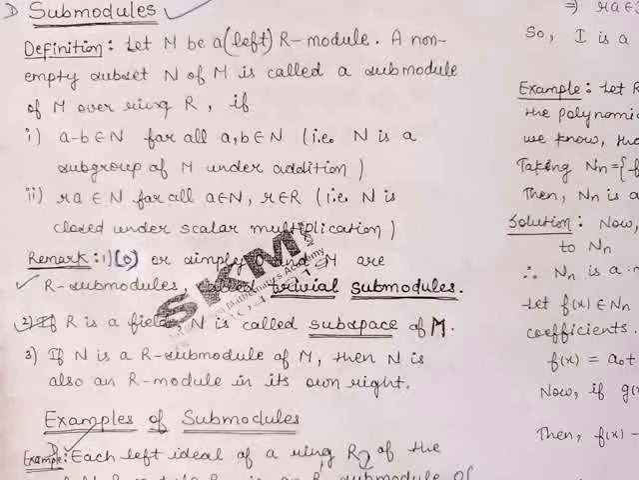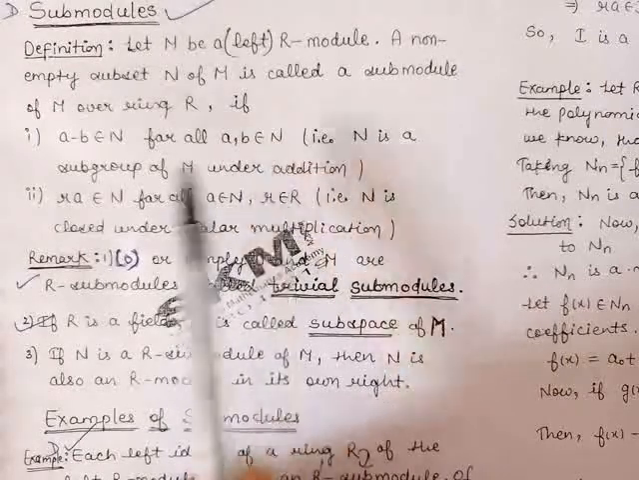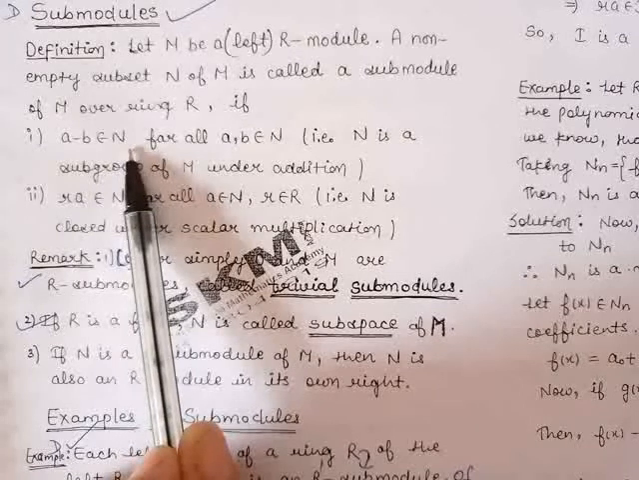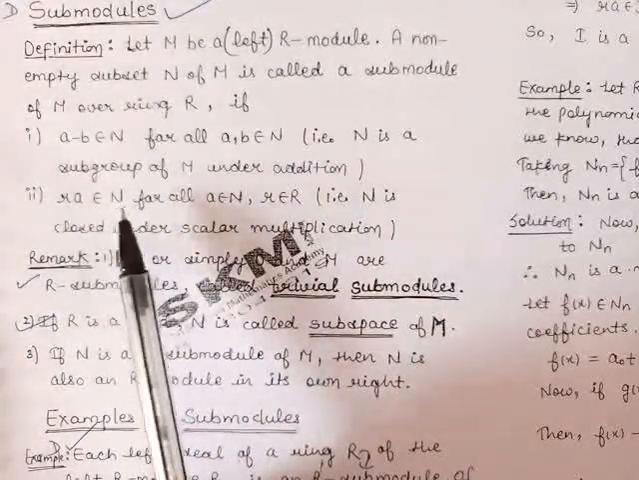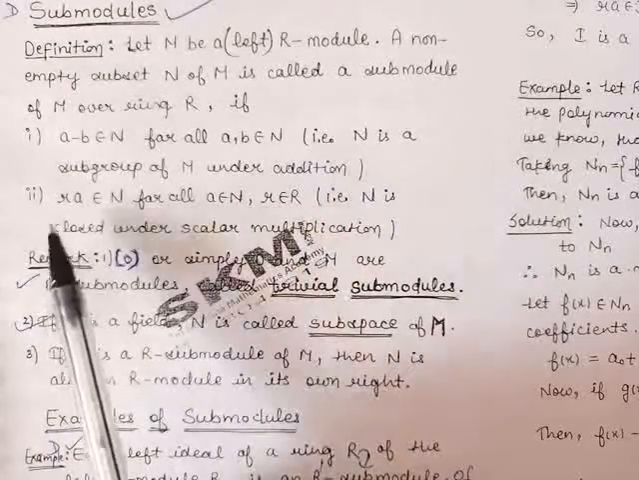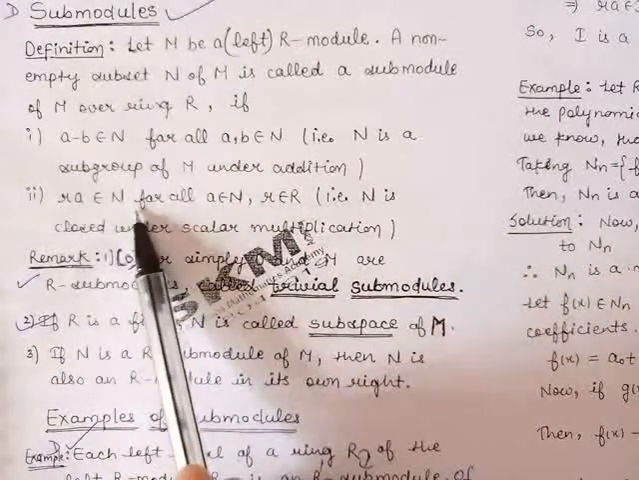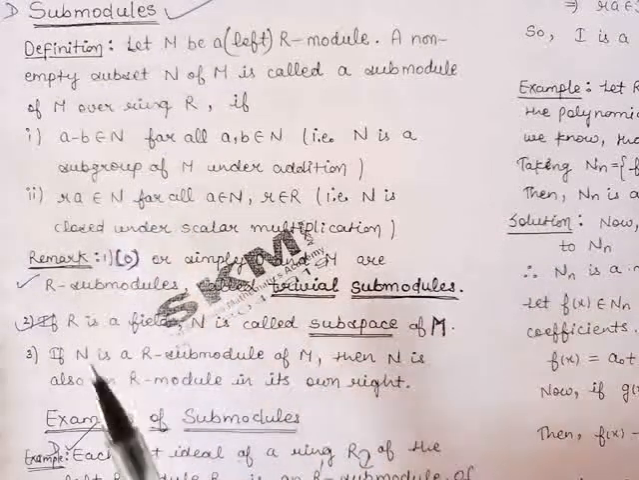First condition, this N is a subgroup of M under addition. It means if we take two elements A and B from N, then A minus B belongs to N. And in the second condition, N should be closed under scalar multiplication. It means for every A belonging to N and r belonging to ring R, rA belongs to N. So if these two conditions are satisfied, we say that N is a submodule of M over the ring R.